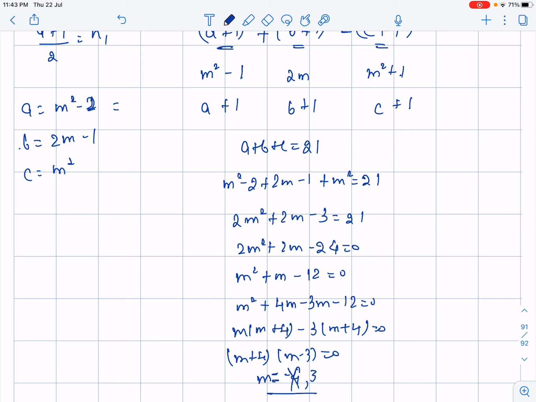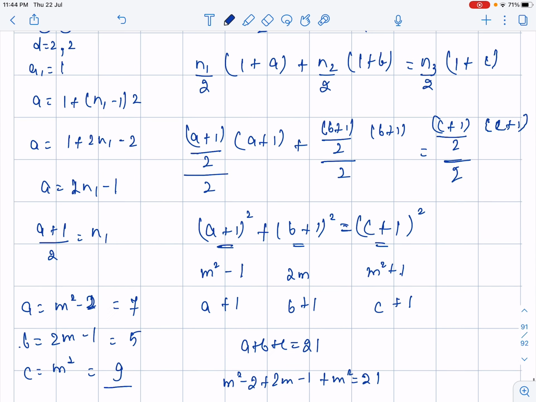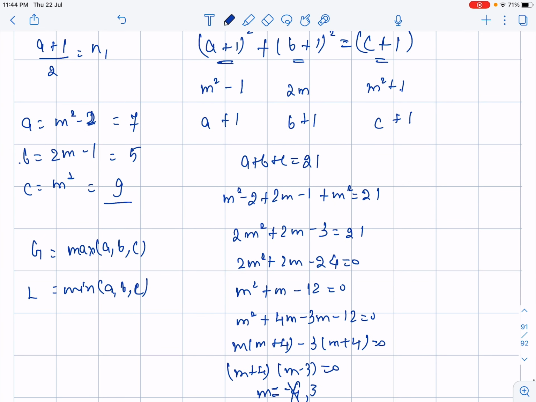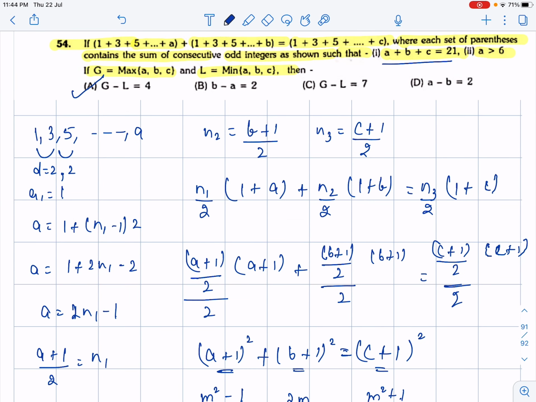As soon as m becomes 3, we get the value of A as 7, the value of B as 5, and the value of C as 9. Now what are the values of G and L given to us? G was the maximum of A, B, C and L the minimum of A, B, C. The maximum value is 9 and the minimum value is 5, and G minus L becomes 4. So the first option will be the right answer for this one.